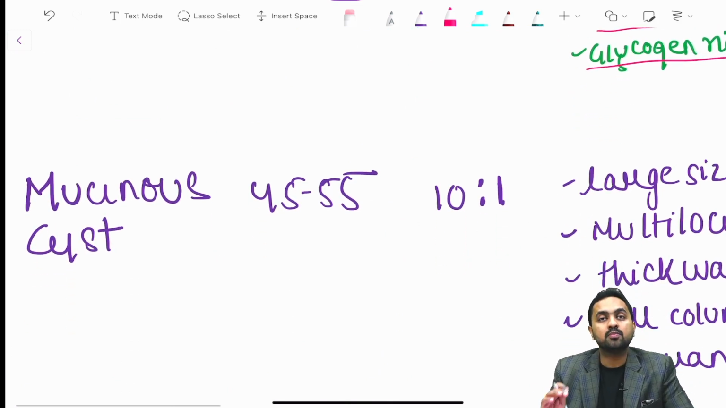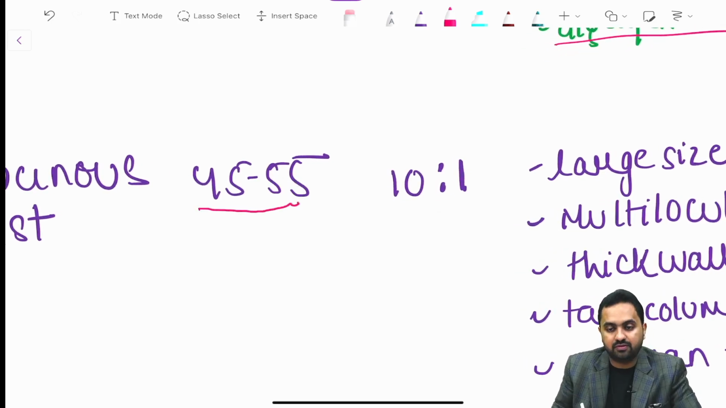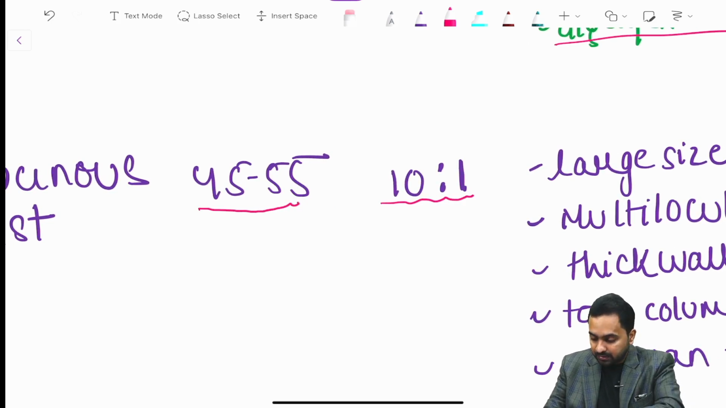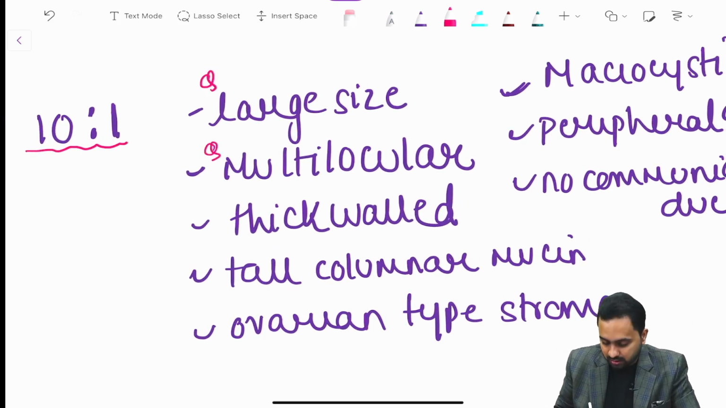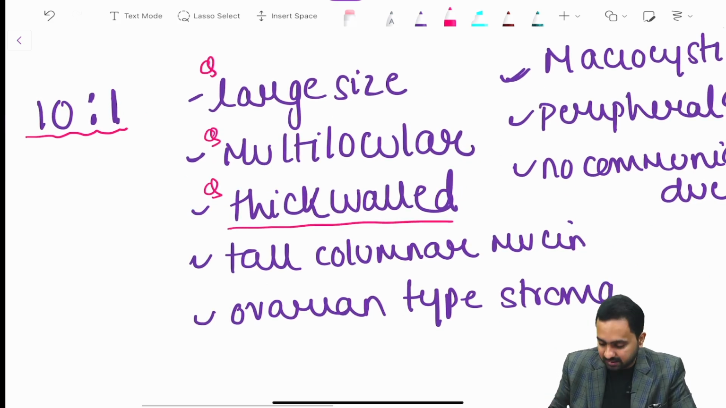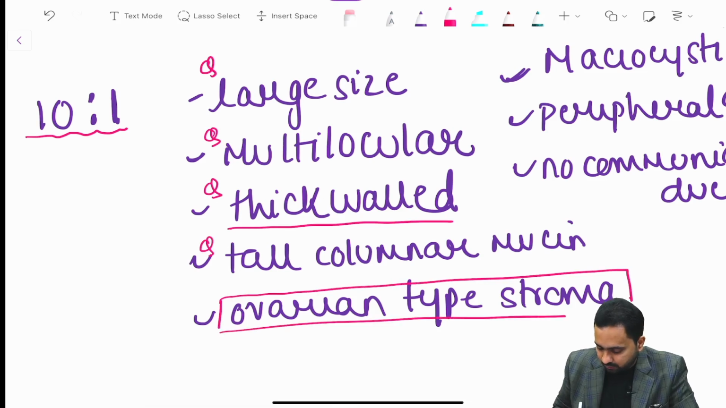Now, moving down to the next cyst, your mucinous cyst. So, the mean age group is between 45 to 55 years, has a female to male ratio of 10:1. Then the gross features include it is large size, it is multilocular, thick walled, tall columnar mucin is present, and it has your ovarian type of stroma, right.